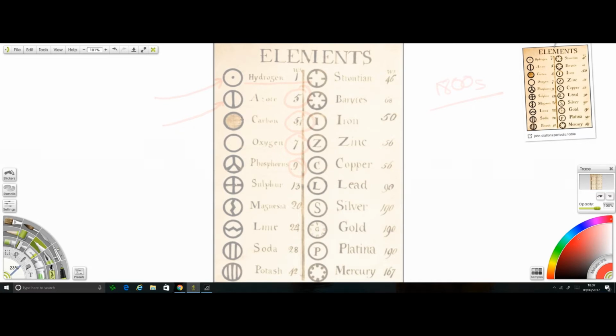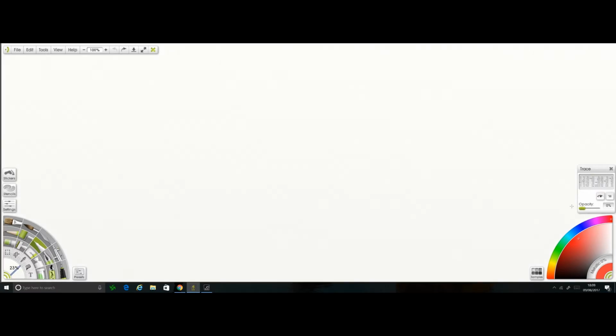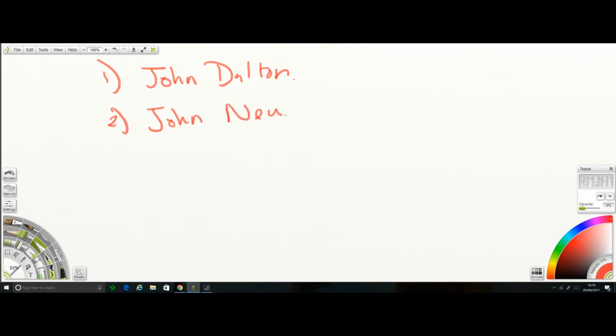So what's the next stage of the development of the periodic table? Right, so what you've got to remember is that the first person to develop the ordering of elements by their atomic weight was John Dalton, right? Then there was another John who took that idea but did it a little bit differently. This guy's name was John Newland. So the way to remember who came first is in the alphabet, D comes before N.